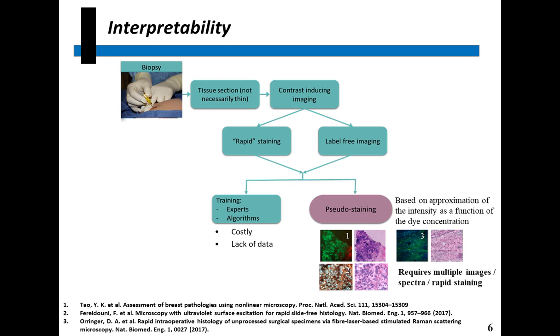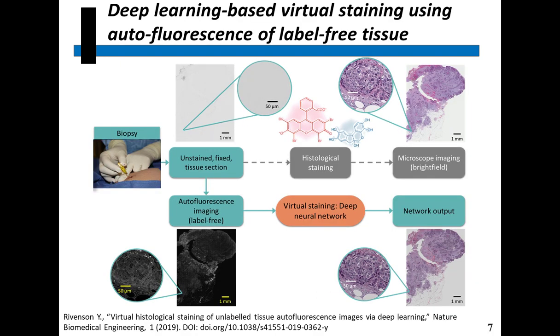So the solution would be what's called pseudo staining, which is based on taking the contrast that's created by one of the methods that we described, and doing some approximation of the intensity of the dye concentration at that specific pixel or group of pixels. And it will require multiple images or spectra or some sort of a rapid staining mechanism that we also mentioned before.